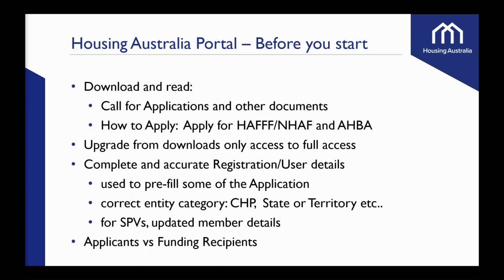On the portal, the person who logs in is the applicant on behalf of the organization they represent, and the applicant, depending on the entity category they fall under, can nominate certain other organizations to be the funding recipient. So for example, a person who has registered an account on behalf of a CHP organization will be able to select another CHP, for example its subsidiary, as a funding recipient, and submit an application on behalf of its subsidiary.